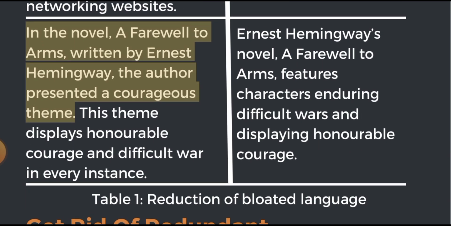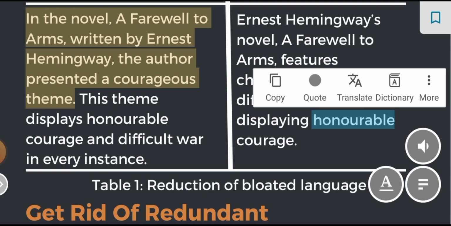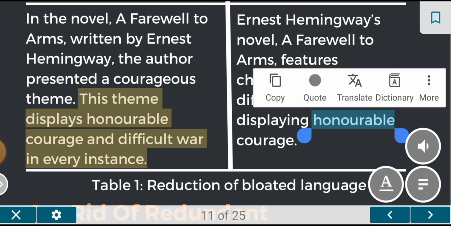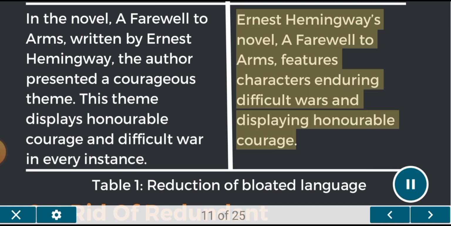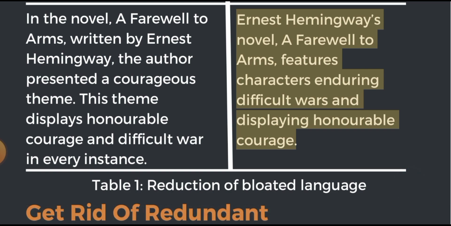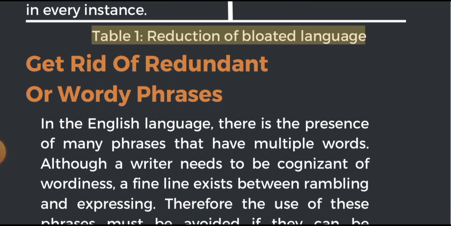Bloated sentence: In the novel, A Farewell to Arms, written by Ernest Hemingway, the author presented a courageous theme. This theme displays honorable courage and difficult war in every instance. Reduced sentence: Ernest Hemingway's novel, A Farewell to Arms, features characters enduring difficult wars and displaying honorable courage. Table 1. Reduction of bloated language.